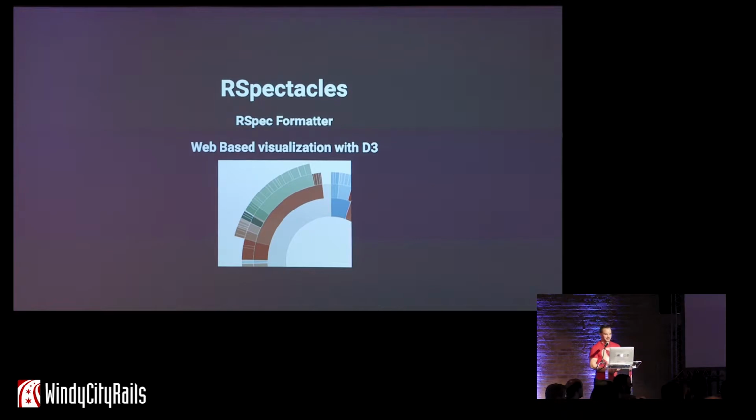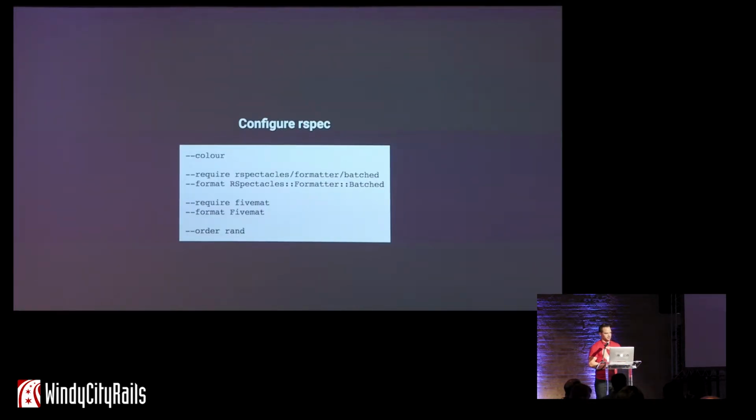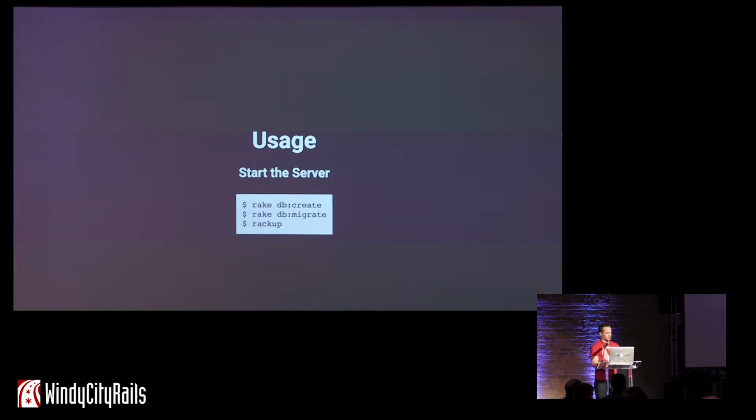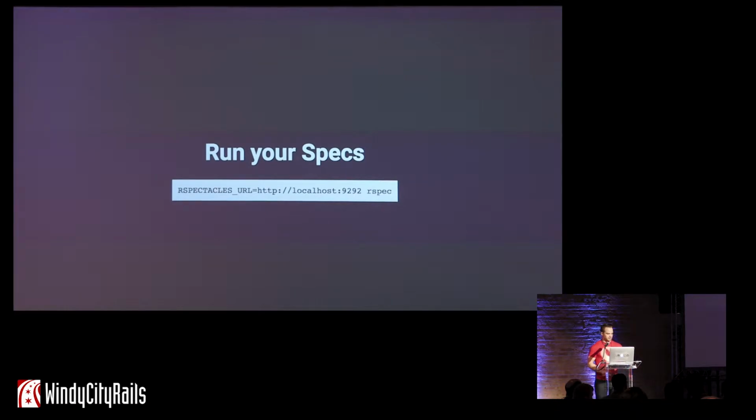RSpectacles is a formatter for RSpec that visualizes your test suite as a D3 partition graph. So if you haven't seen this before, basically every arc is representing a file, and its size is representing how long it took to run that file's specs. And then we group them by directories. So you've seen this before. You have a gem, you install the gem, you configure RSpec to tell it which formatter you want it to use. You start up a server, which will be running and then doing the visualization. And now you can run your specs pointing it at that server.